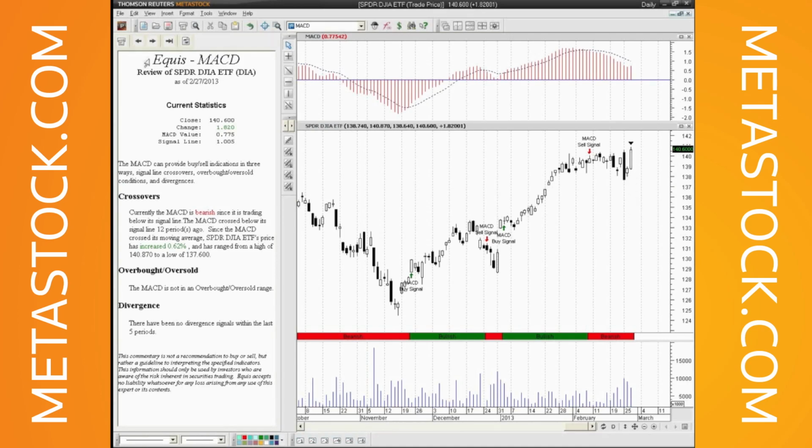I can move that around on the chart. So in other words, if I wanted to see what the commentary looked like yesterday, I can go ahead and move that. Or maybe I want to see what it said during this particular sell signal. I can just move it to where I want it to be on the chart. Now, here's what it's going to tell us.